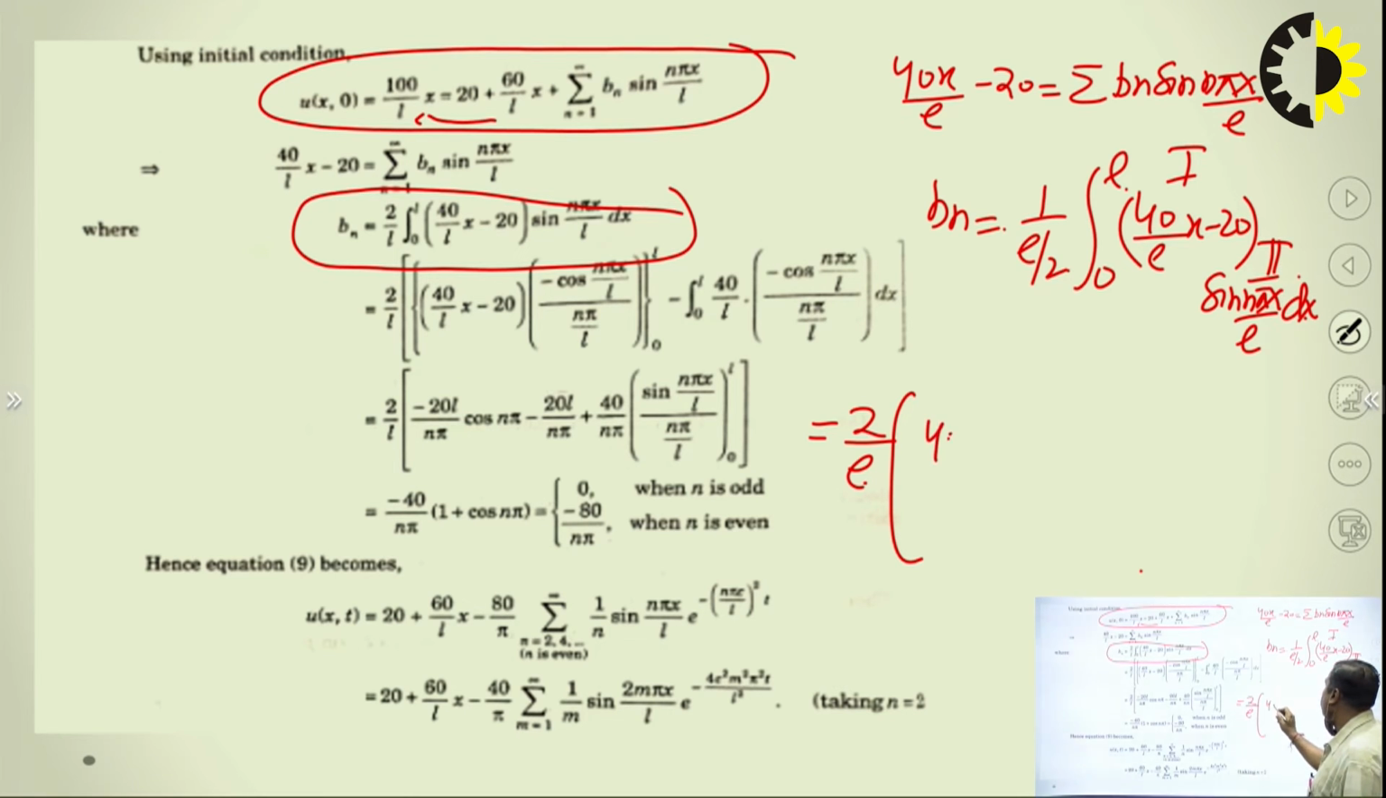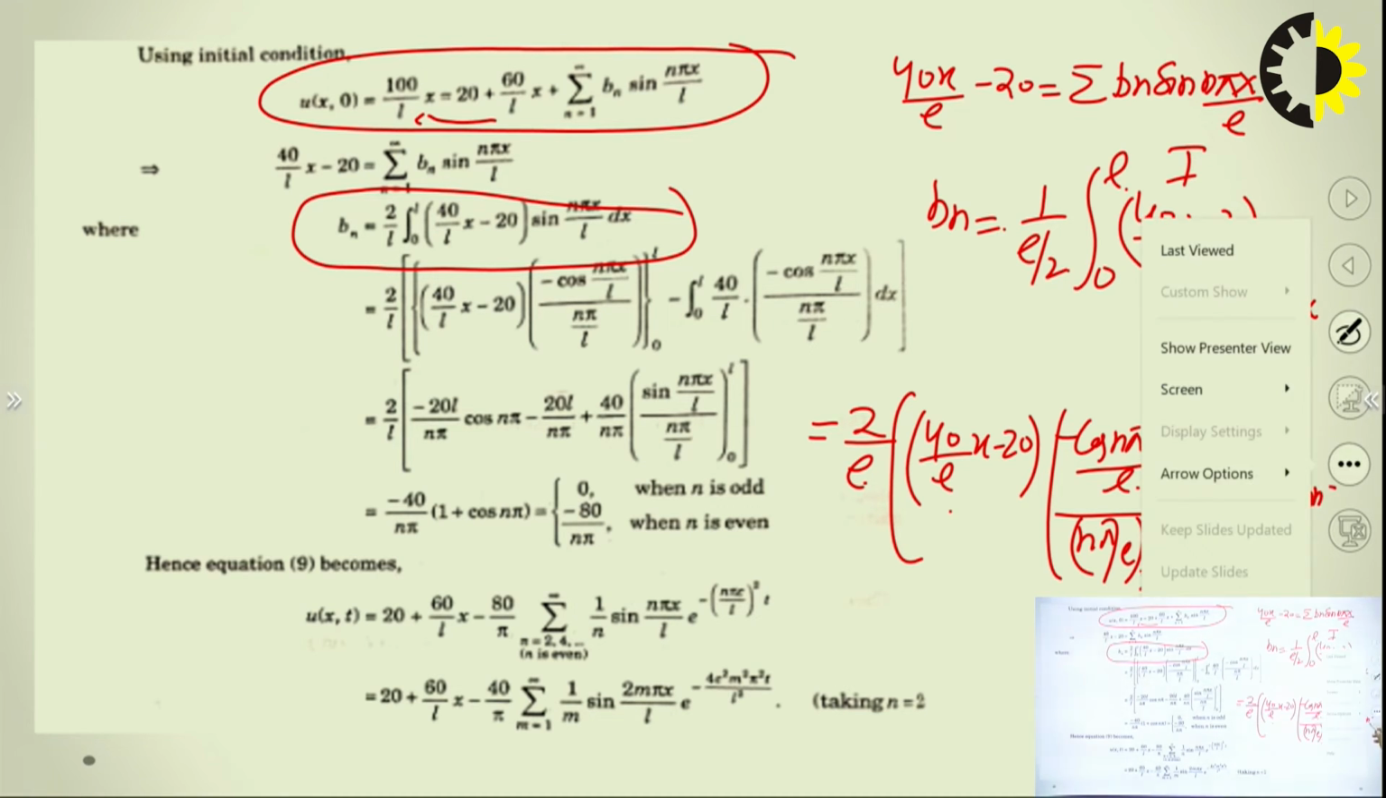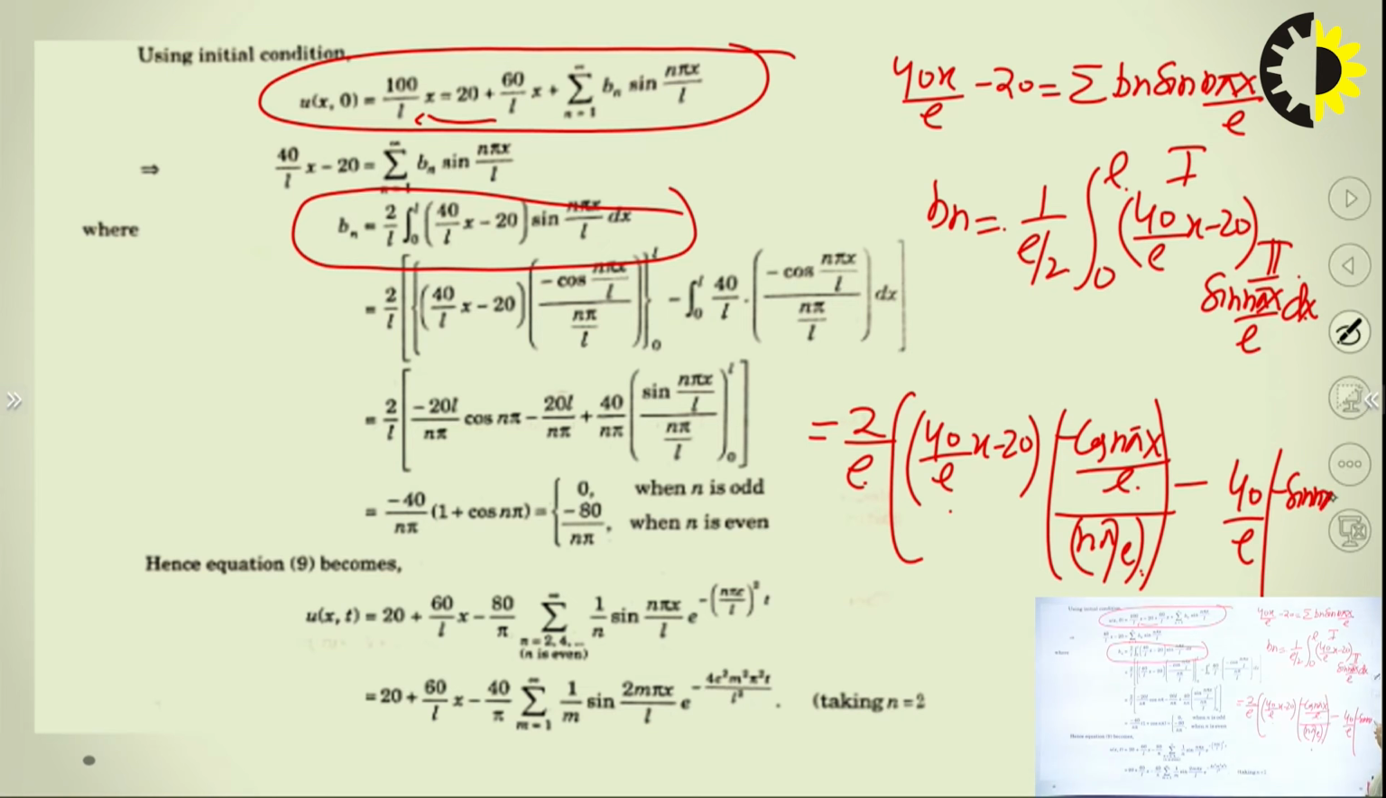First portion 40 by L into x minus 20 as it is. Integral of sin n pi x is taken, that becomes minus cos n pi x upon L divided by n pi by L, minus differentiation of the first part, that is 40 by L, and its integral minus sin n pi x upon L divided by n pi by L whole square, and the limit taken as 0 to L.